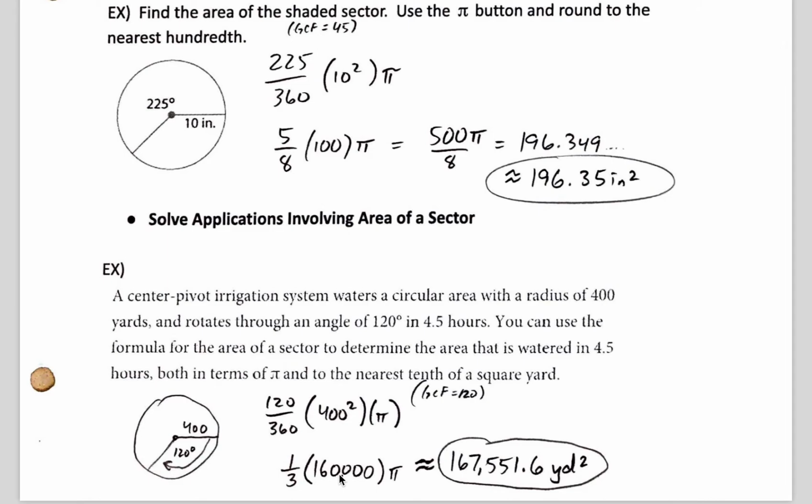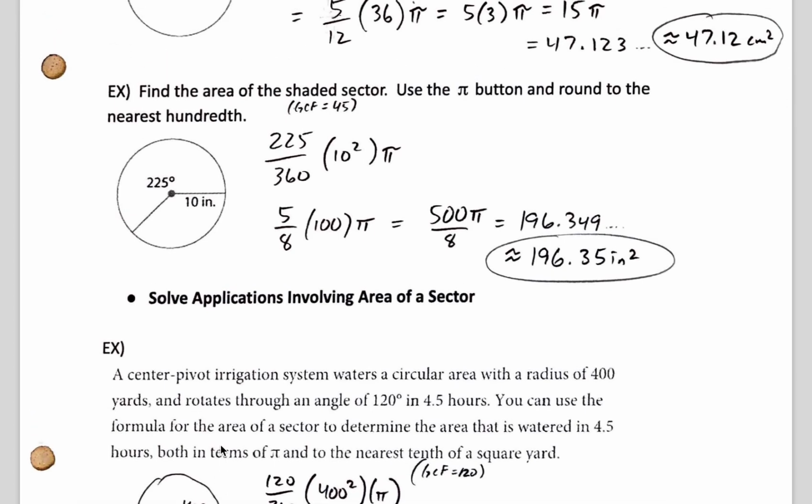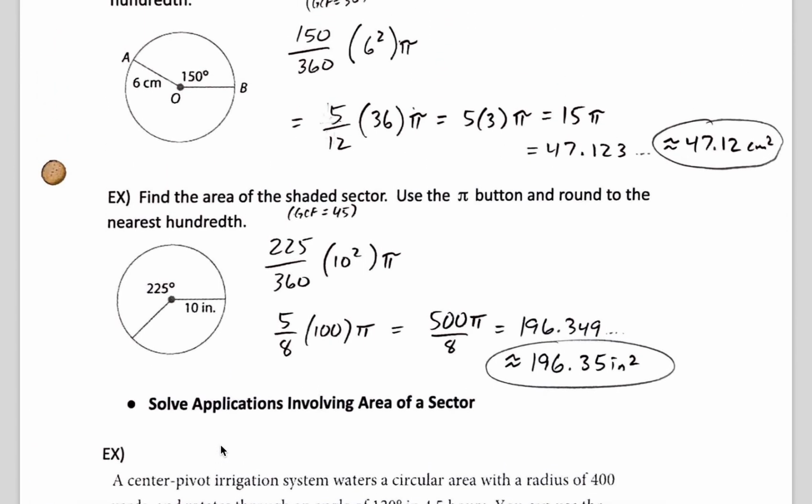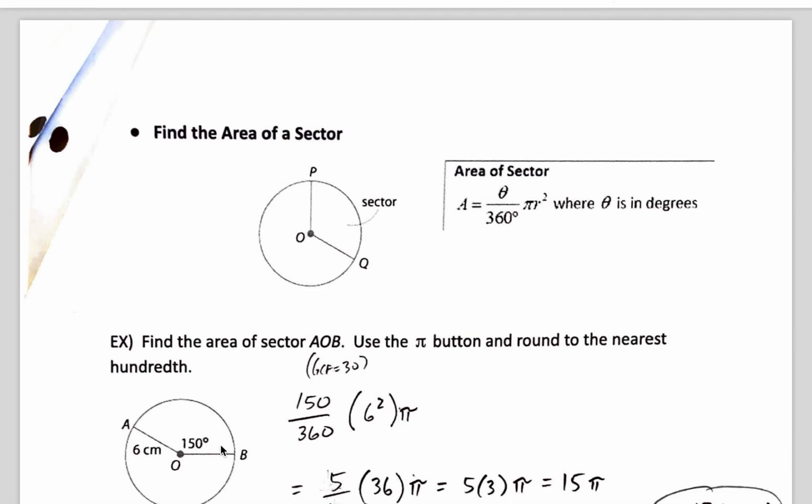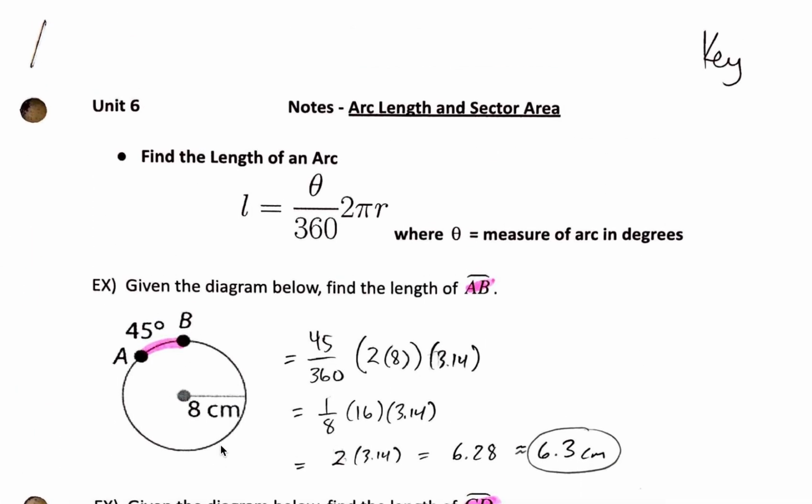So we'll take 1/3 of our circle's area and use the pi button, and we can approximate it to be about 167,551.6 square yards. So that's quite a bit of sprinkler yardage there. It must be some sort of industrial sprinkler. All right, so there's how we find areas of a section or sector and pieces of our circumference, or in other words, lengths of a tiny arc there.